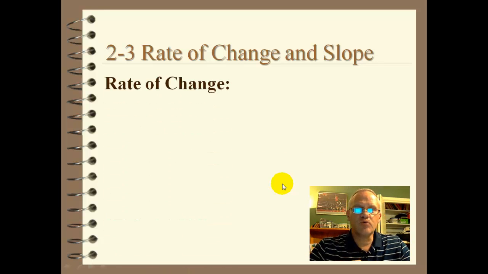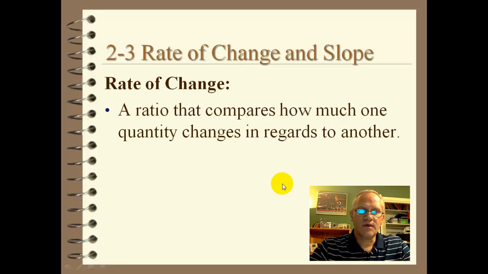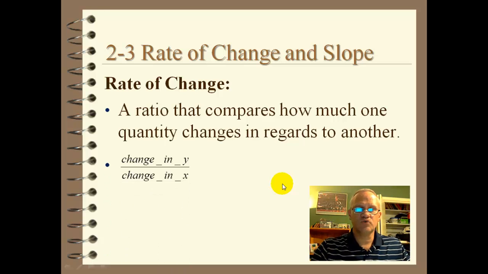Rate of change, first of all, is just a ratio that compares how much one quantity changes in regards to another. In other words, more simply, it's just a fraction. A ratio is just a fraction. On the top, you're going to put how much y changed, and on the bottom, how much x changed. So the change in y over the change in x. In one of your science classes, you might have seen it called delta y over delta x. That's the same thing, just how much y changed compared to how much x changed.